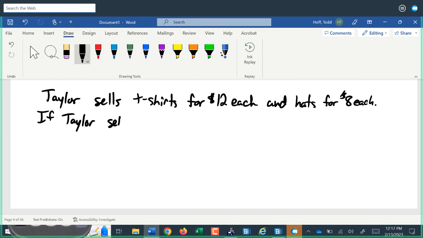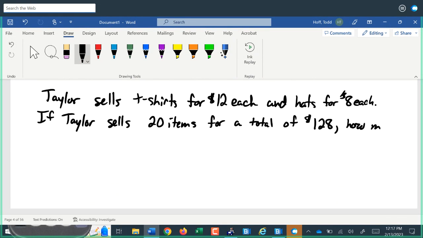If Taylor sells 20 items for a total of, let's just do $128. How many of each were sold? Oops, I don't want to do 120. Let's do $208. How many of each were sold?